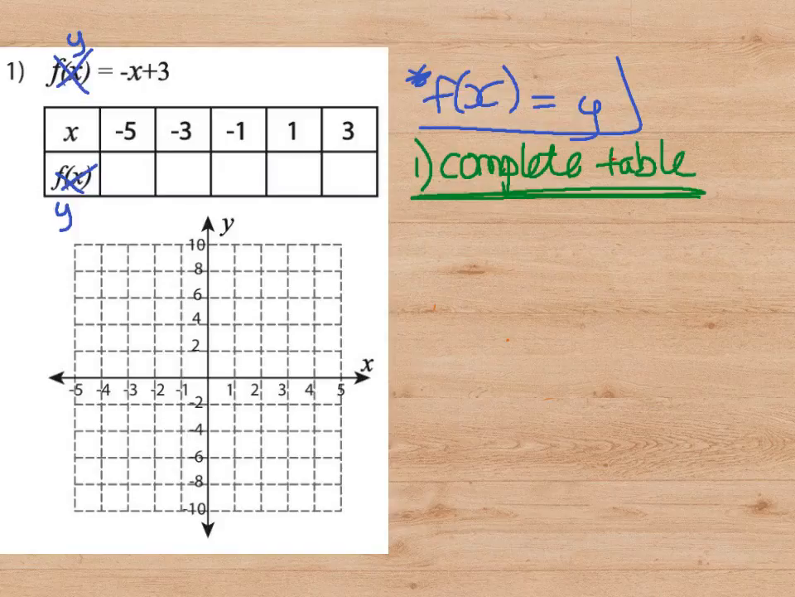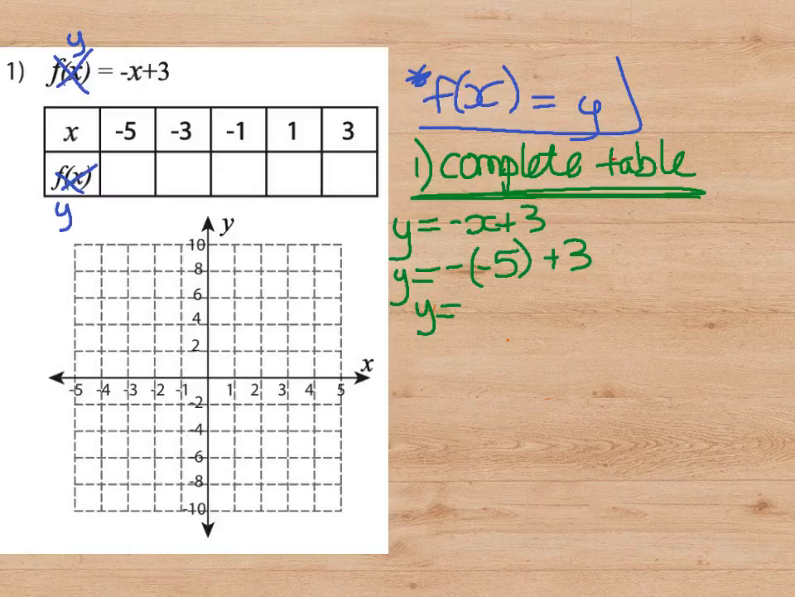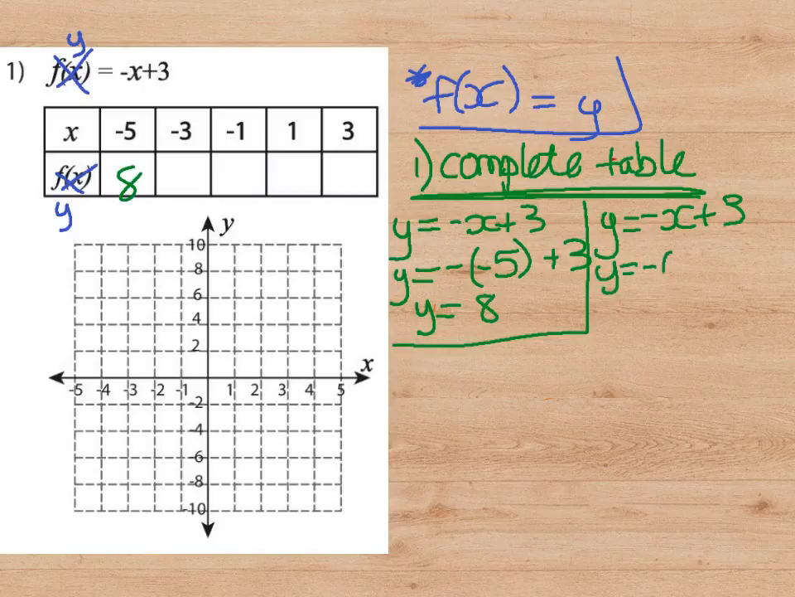Complete the table. Okay, so now we have y, or f of x, is equal to negative x plus 3. Now the first number up for grabs here is when x is negative 5. So negative negative 5, super important. Minus 5 is plus 5. So plus 5 plus 3 is 8. So boom, we have 8. Next we have y is equal to negative x plus 3. Next up for grabs, we have when x is negative 3. So y is equal to negative negative 3 plus 3. y is equal to 3 plus 3, which is 6.